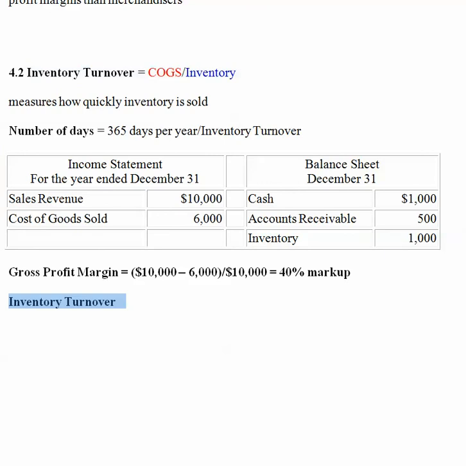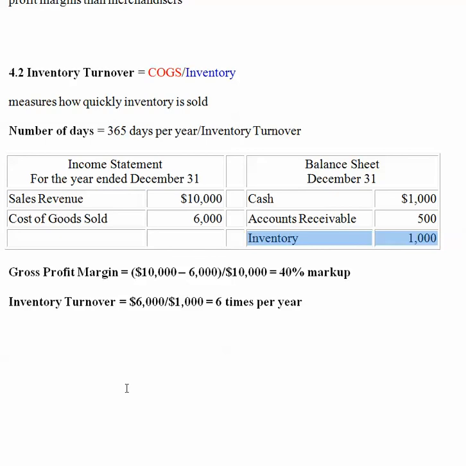We have the inventory turnover. Again, you take your cost of goods sold off your income statement, and then you go to your balance sheet and get your inventory. And that comes out to 6 times per year. So in other words, this company had inventory of 1,000, sold it all off, bought another 1,000, sold it all off, another 1,000, sold it all off, 6 times during the year.